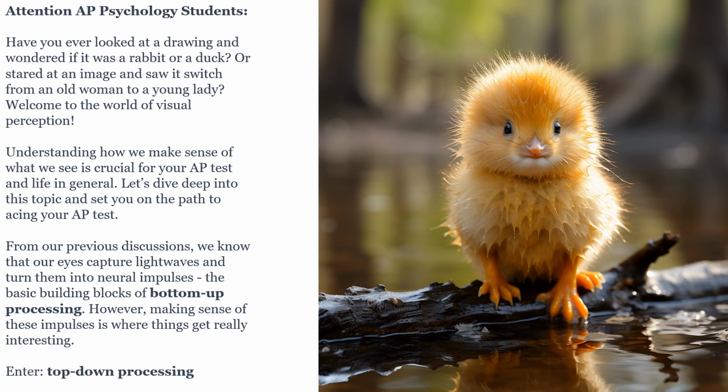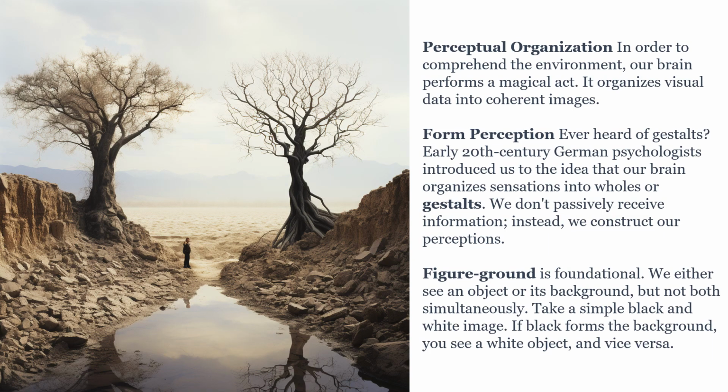From our previous discussions, we know that our eyes capture light waves and turn them into neural impulses, the basic building blocks of bottom-up processing. However, making sense of these impulses is where things get really interesting. Enter top-down processing. Perceptual organization. In order to comprehend the environment, our brain performs a magical act. It organizes visual data into coherent images.